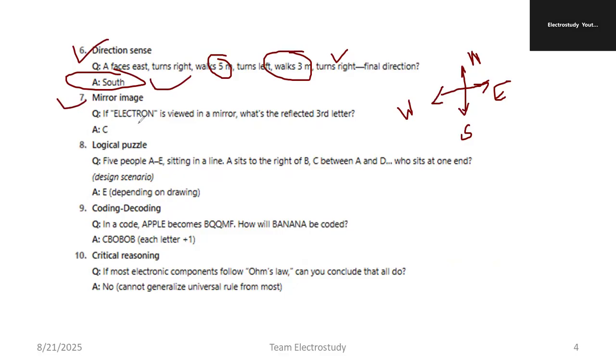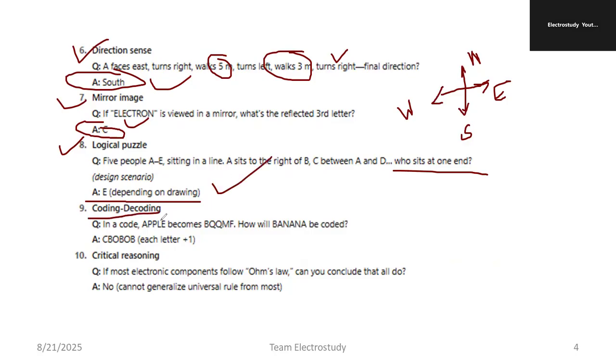Mirror image is very important. If the word electron is viewed in a mirror, what is the reflected third letter? So you should have logical analysis. Just practice it. For mirror image, you have to fold. Then logic puzzles are also very important. For example, five people A to E sitting in a line. A sits to the right of B. C is between A and D. Who sits at one end? Better draw and practice it, then you will understand. That means E, depending on the drawing, correct?